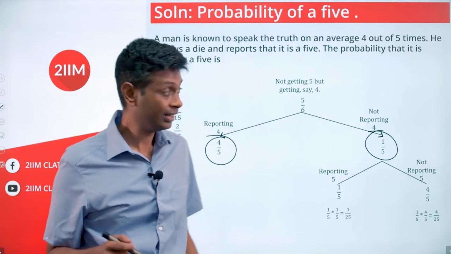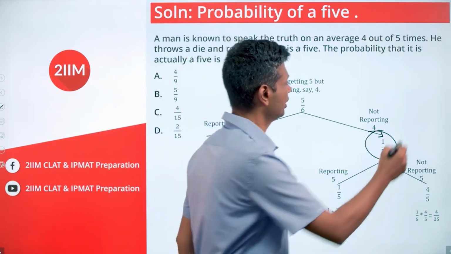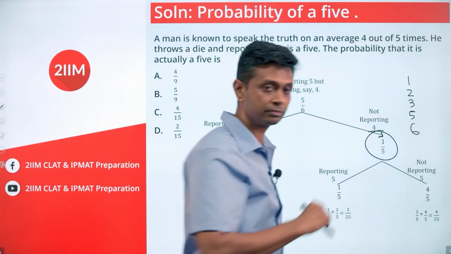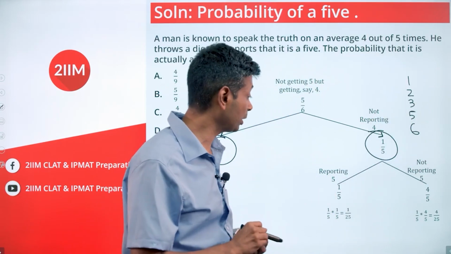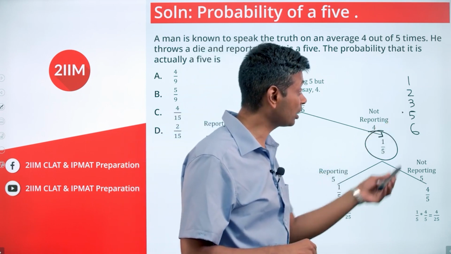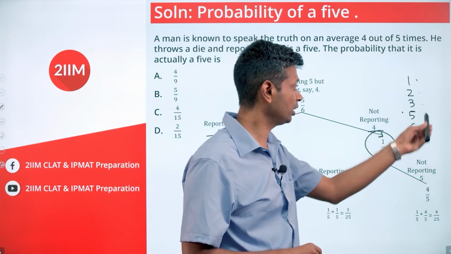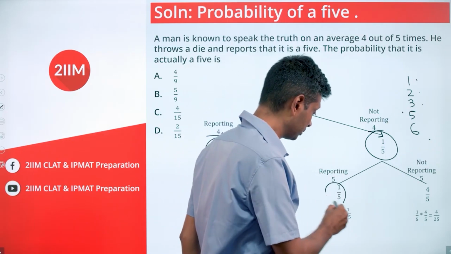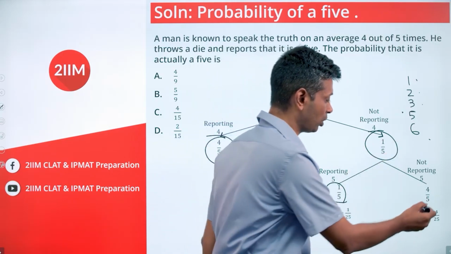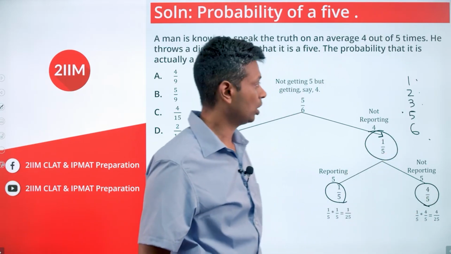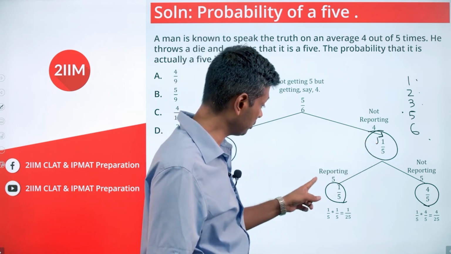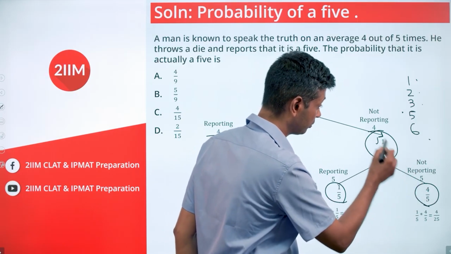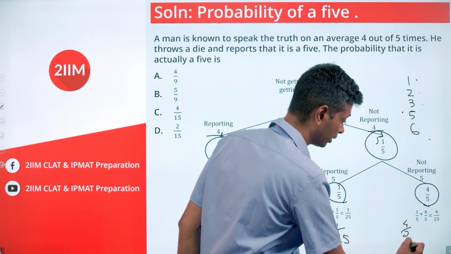Good, wonderful. In this, if I am not reporting 4, I am reporting 1, 2, 3, 5 or 6. Within this, I could be reporting a 5 or I could be not reporting a 5. 1, 2, 3, 6. And reporting 5 probability is 1 by 5. Not reporting 5 probability is 4 by 5. So in this 1 by 5, we multiply with this 1 by 5 to get 1 by 25. This 1 by 5 into 4 by 5, we get 4 by 25.